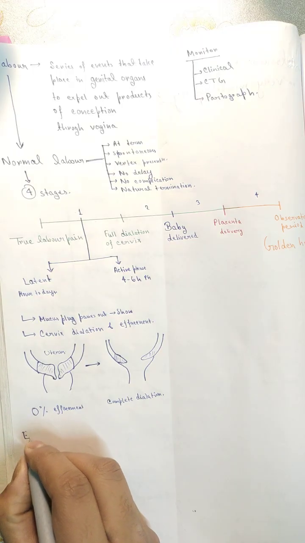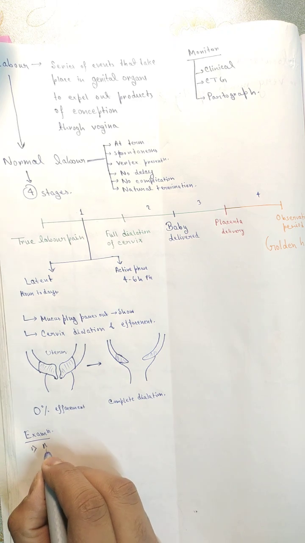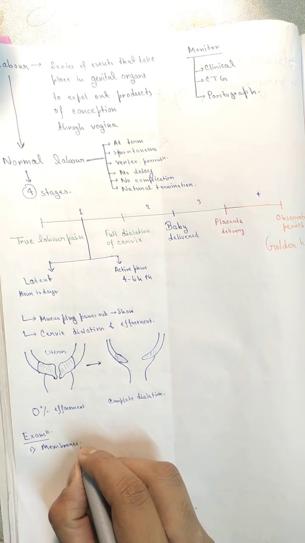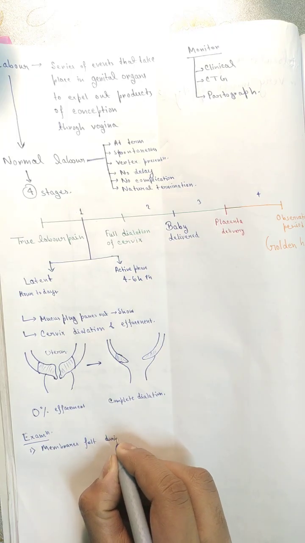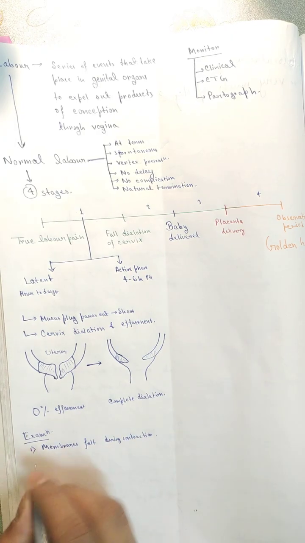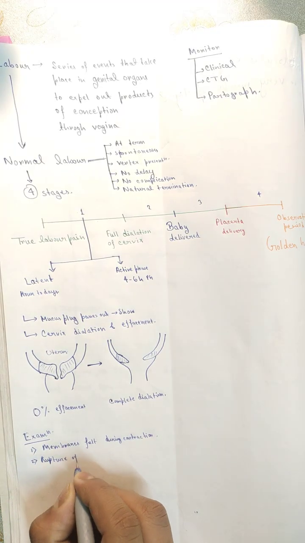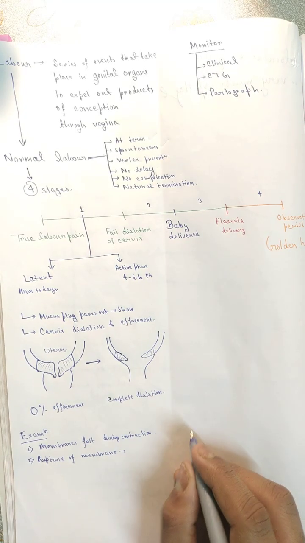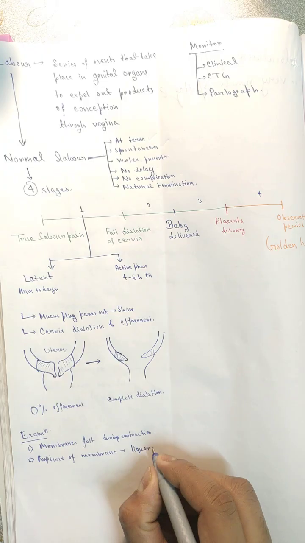Here on examination, what we can see is the membranes filled during contraction. Rupture of membrane can show liquor escape.